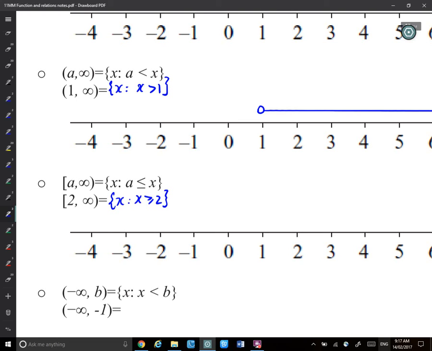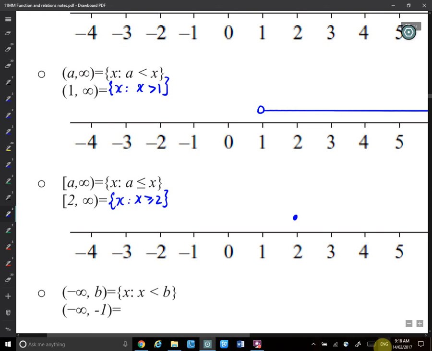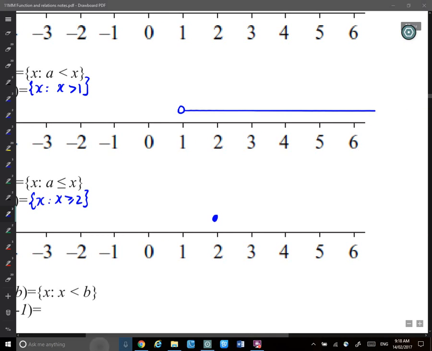In the set notation we don't talk about infinity. We write x greater than something. Infinity is only used in the interval notation, not in the set notation. So x greater than or equal to 2: we have 2, which is a closed circle, and we have infinity to the side.